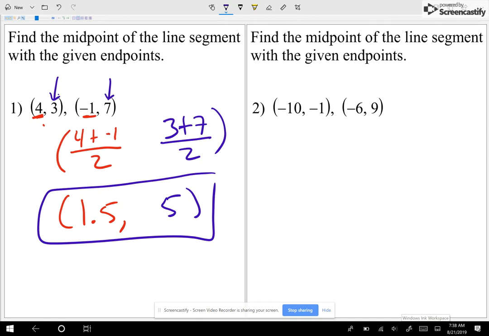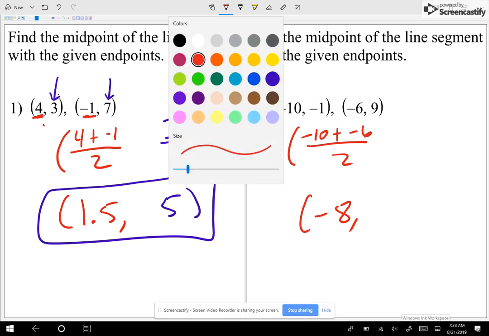Looking at question number 2. Let me get the x value. I'm going to go -10 plus a -6. Once again, I'm just adding the x values. Whatever I get, I'm going to divide it by 2. -10 and a -6 gives me -16. Divided by 2, -8. That's the x value only.